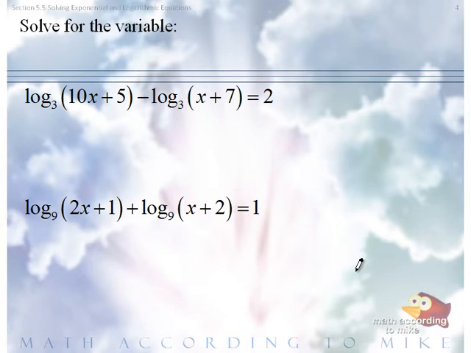Log base 3 of 10x plus 5 minus log base 3 of x plus 7 equals 2. For this statement to work, you must have one log on one side and a number on the other. So how do we get the left-hand side as one log? Quotient rule.